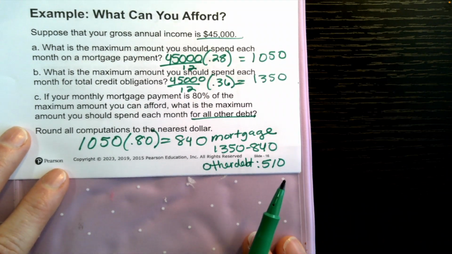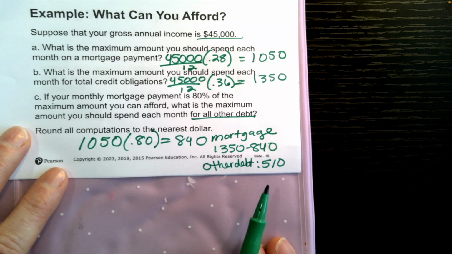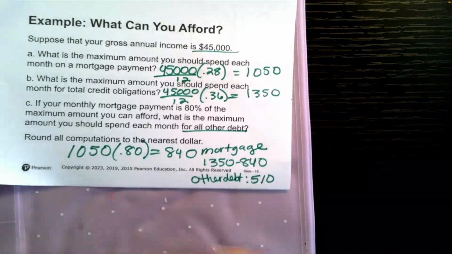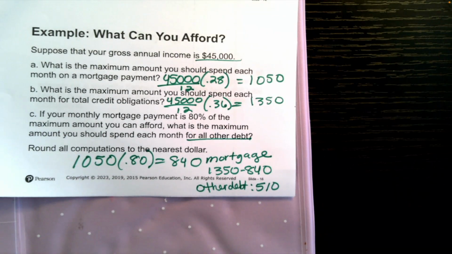So if you want a house, you might not be able to get that new car you want. Okay, so you've got to prioritize. What's more important to you? Is a car more important or a house more important? It's a lot to think about.